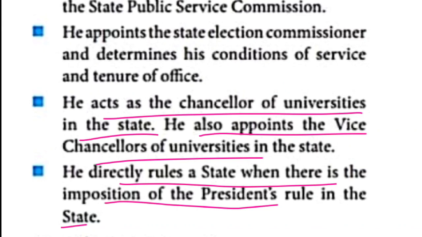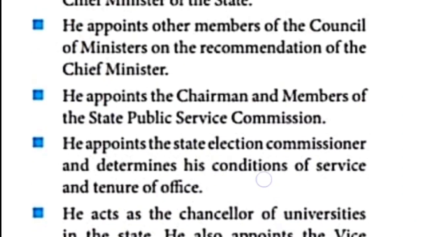Okay, if the state government is not functioning very well, the governor can recommend the president's rule to the president on the basis of Article 356. So that's the thing, children. These are the executive powers of the governor. Once again, I am telling you the executive powers.